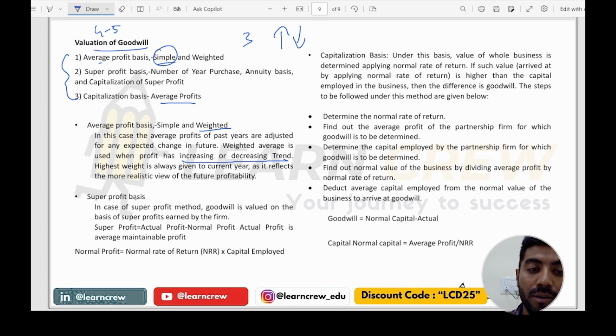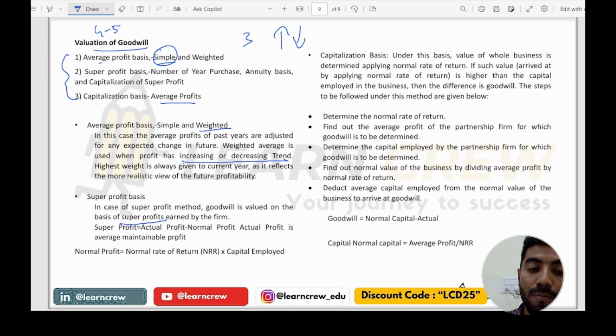Okay. Then coming to the super profit basis. In the super profit method, goodwill is valued on the basis of the super profits earned by the firm. So if the firm is earning any super profits, on that basis the goodwill is calculated. How do we calculate the super profit?